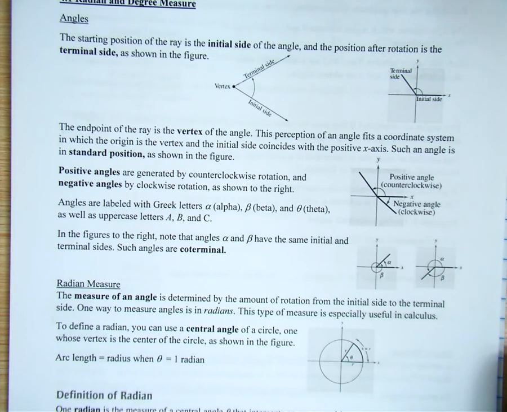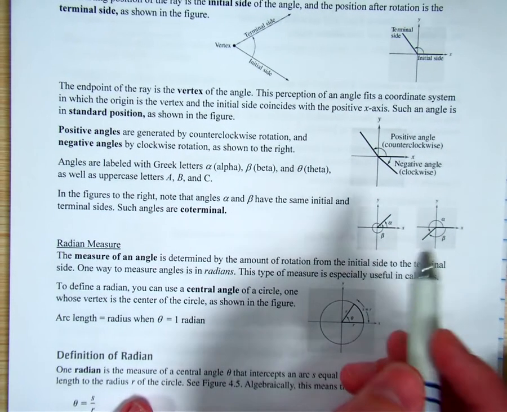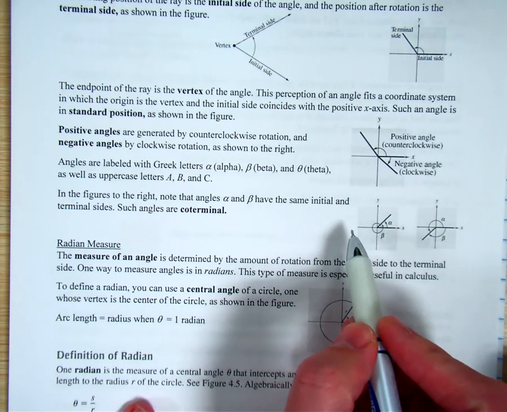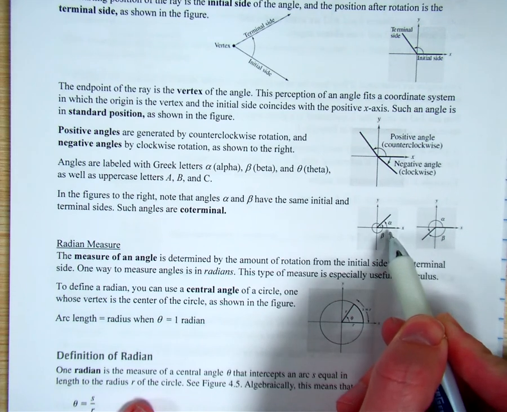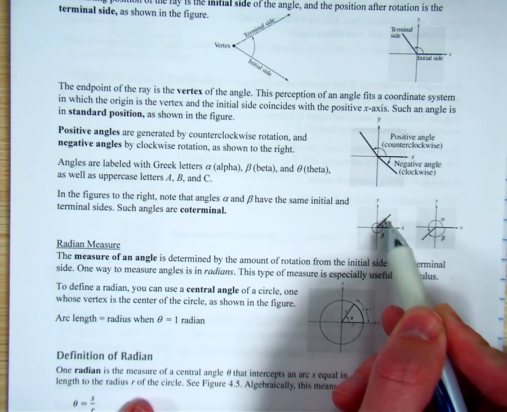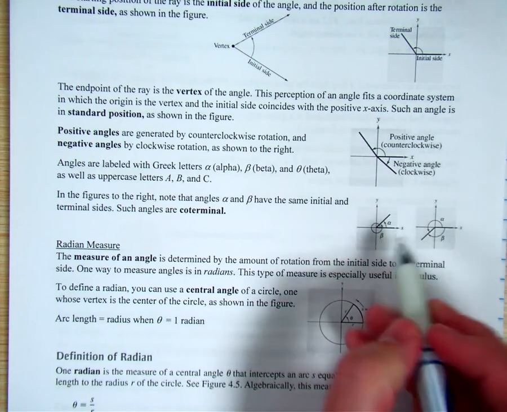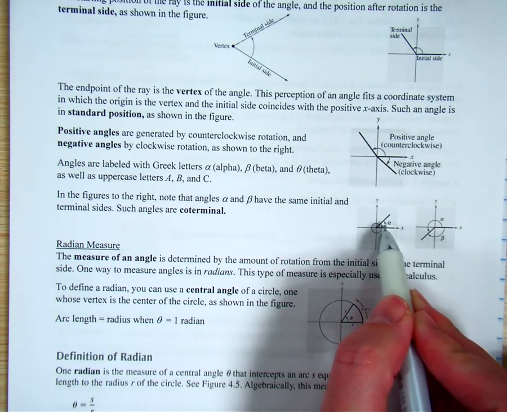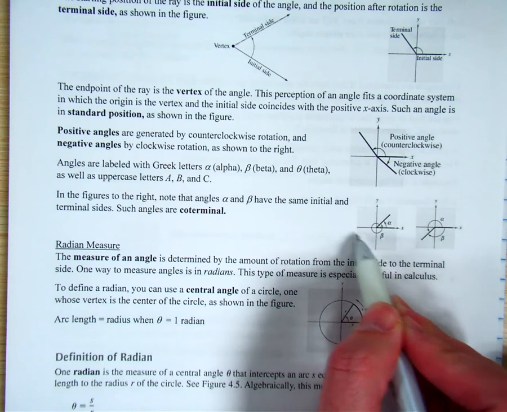Angles are labeled with Greek letters, alpha, beta, and theta, as well as uppercase letters A, B, C. In the figures at right, note that alpha and beta have the same initial and terminal side. So alpha is taking the short way here, the positive rotation, and beta goes the long road. Well, I guess it goes the other way too. It just goes more than 360. So it's going to go this way as well. They both start here, and they both finish there.